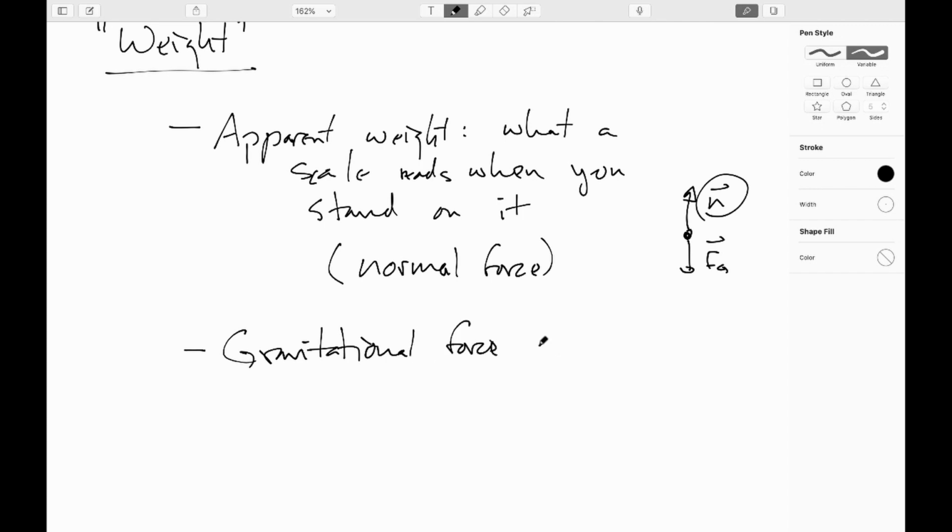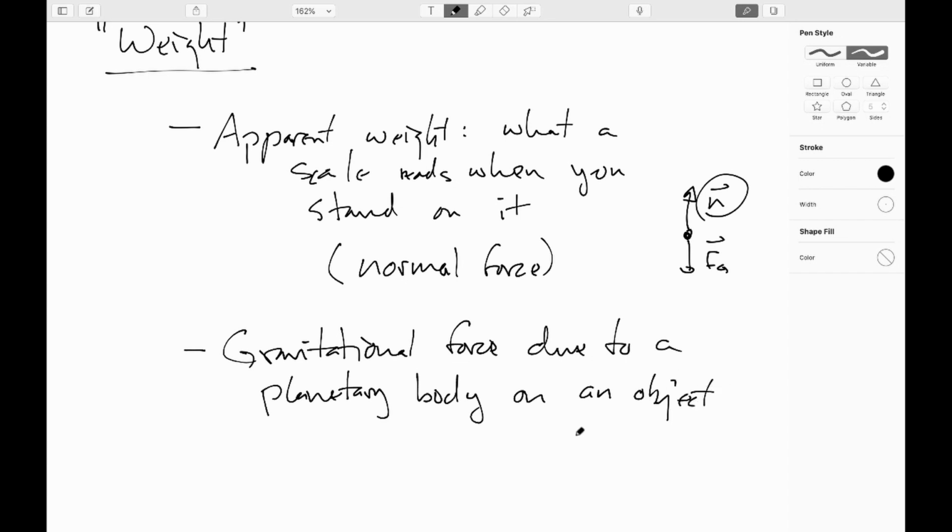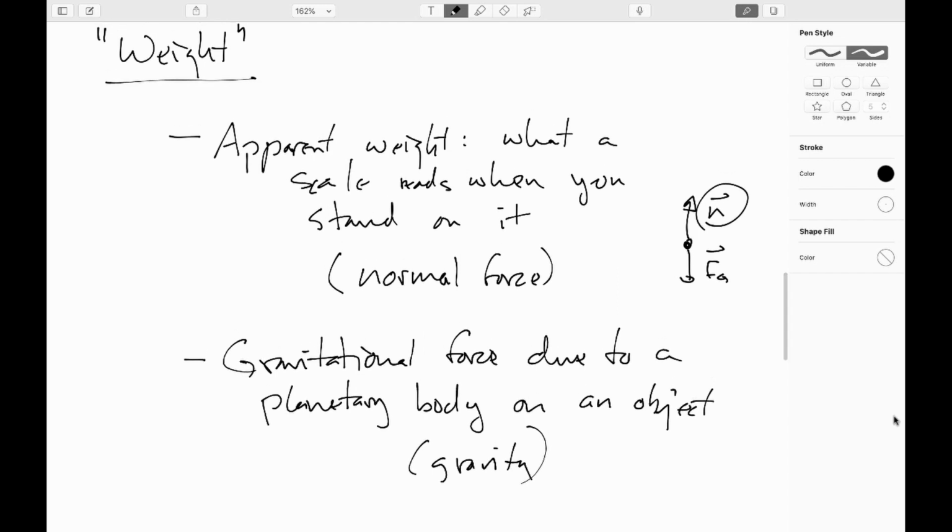Due to a planetary body on an object. Well, this is just gravity, right? So there's a 50-50 split. The physics community does not have a universal agreement on the definition of the term weight.